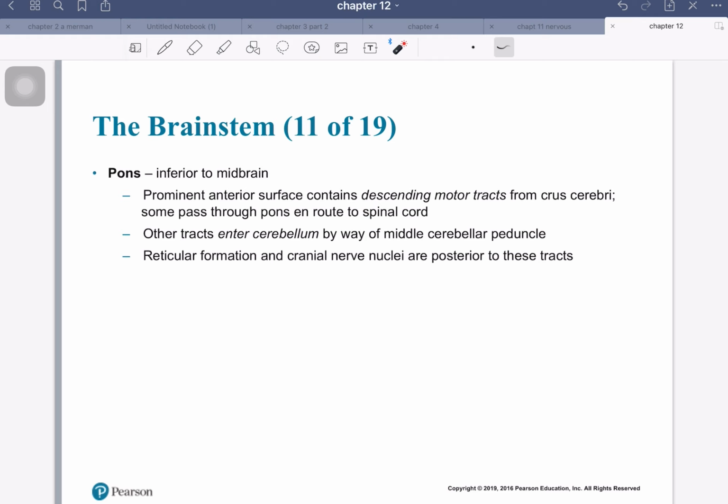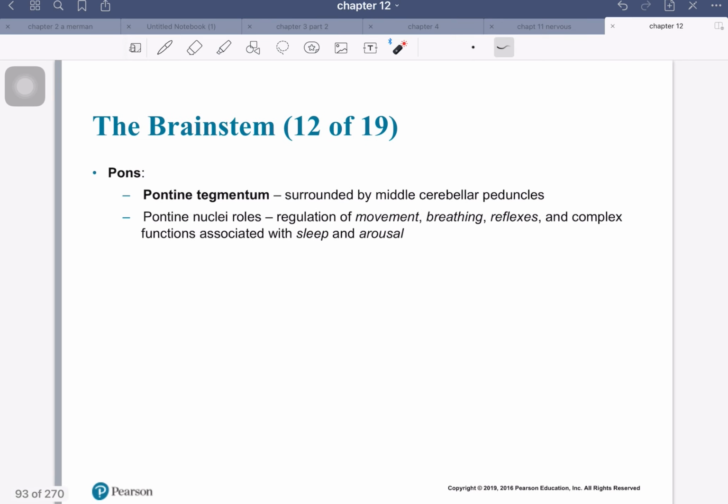And we also see some of the cranial nerve nuclei are here, and they tend to be posterior to the tracts. Now the pons, we have the pontine tegmentum, and it's surrounded by the middle cerebellar peduncles. And what do some of these pontine nuclei do? Pontine refers to that they're in the pons. What do they do? Well, they help to regulate movement, breathing, reflexes, and have some role in sleep and arousal. Not surprising, damage to the brainstem may result in things like comas, etc.